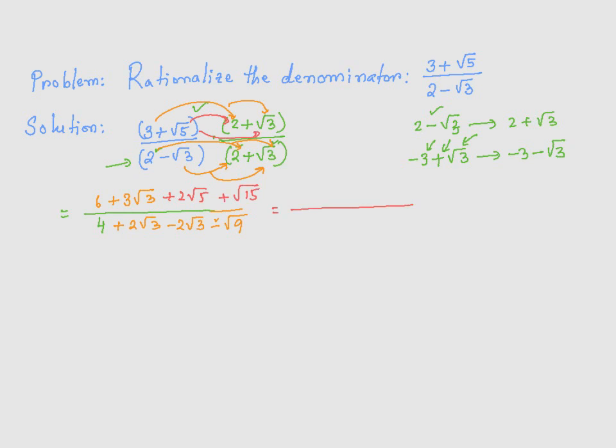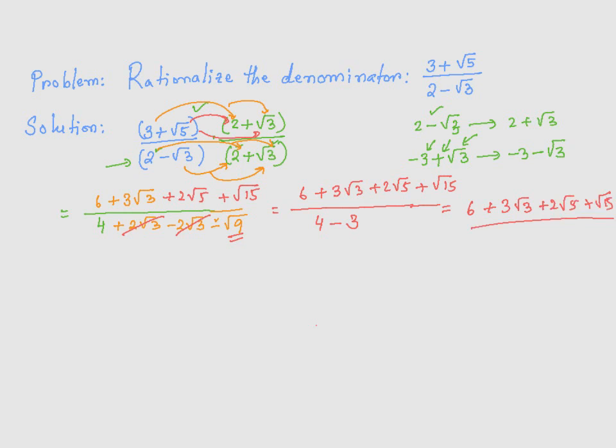Now in the denominator, please note that the negative and positive 2 square root of 3 terms are going to cancel out. That's going to give me 4 minus square root of 9, which is 3. And in the numerator, I have nothing to simplify. So it's going to be 6 plus 3 square root of 3 plus 2 square root of 5 plus square root of 15. In the denominator, 4 minus 3 is 1, so I don't need to write the 1 in the denominator. So the answer is 6 plus 3 square root of 3 plus 2 square root of 5 plus square root of 15.